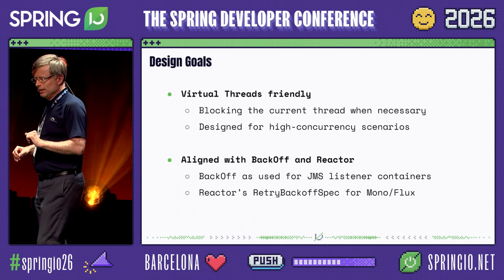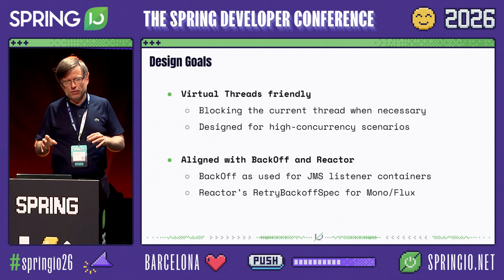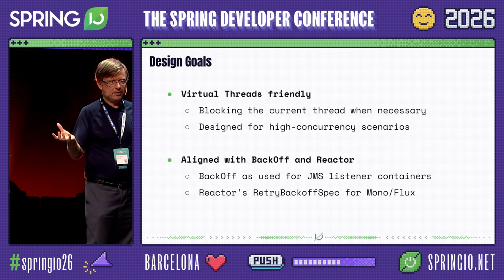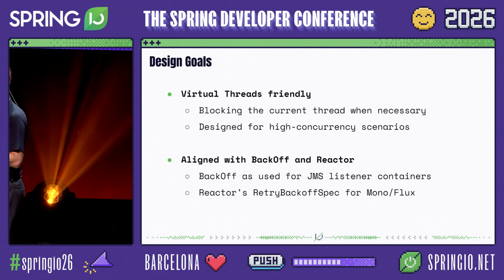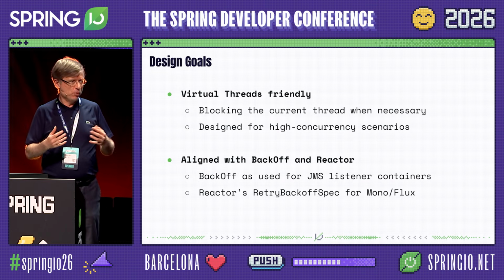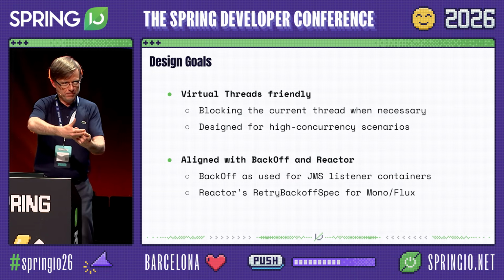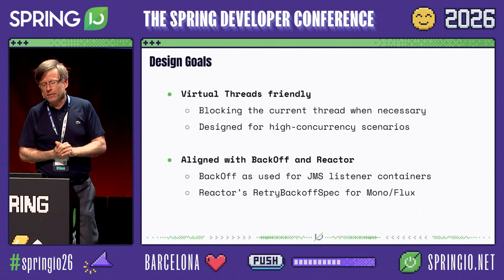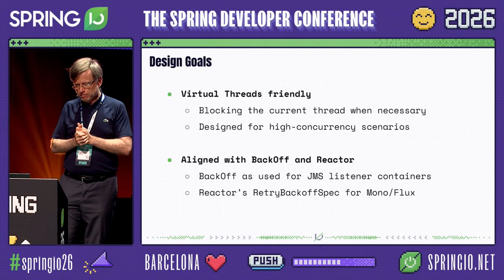There's a bit of alignment also in the design goals here. Backoff is something we already have in the core framework. We use it for listener container management, for basically connection recovery purposes. So there's a very close relationship with what retries have to do if they have to back off and wait a little until you attempt the next retry. So we're trying to reuse that to the best possible degree in those core features, rather than reinventing anything similar.